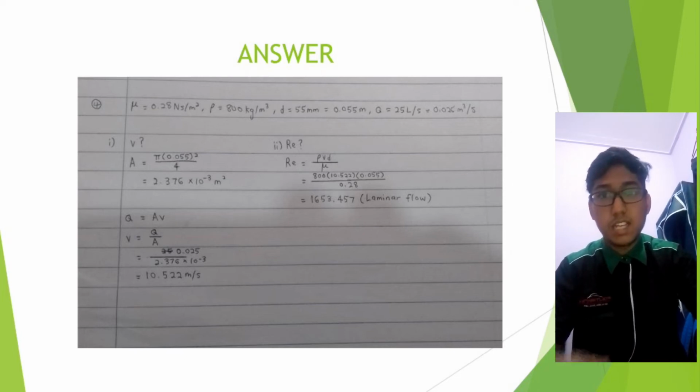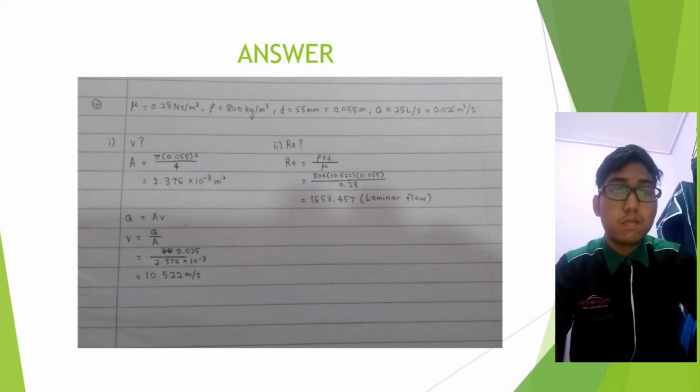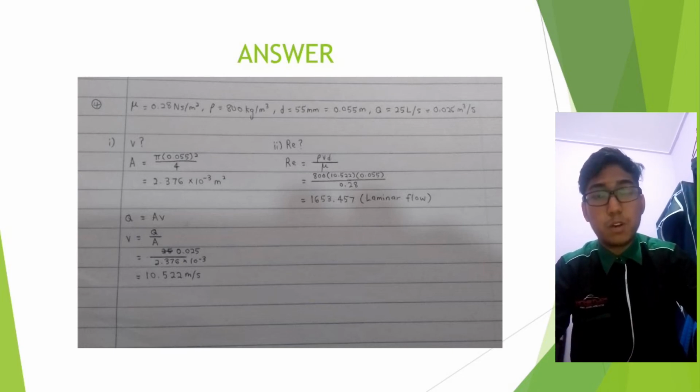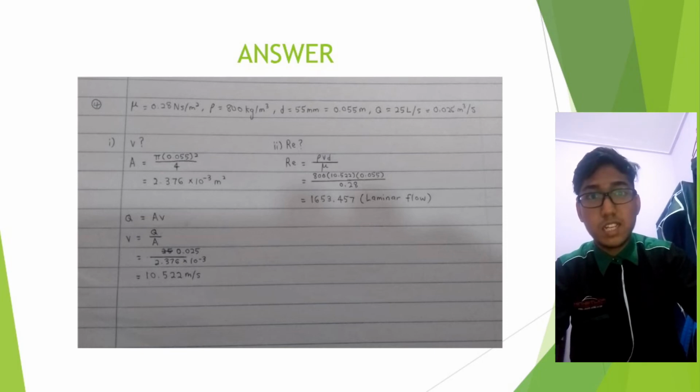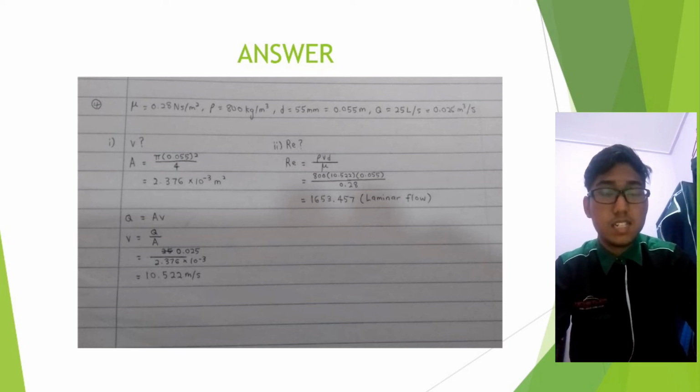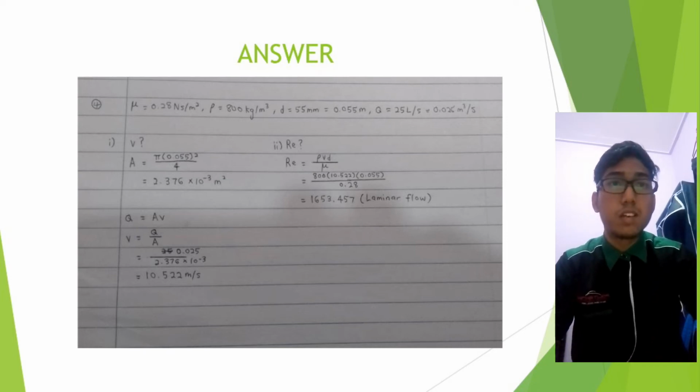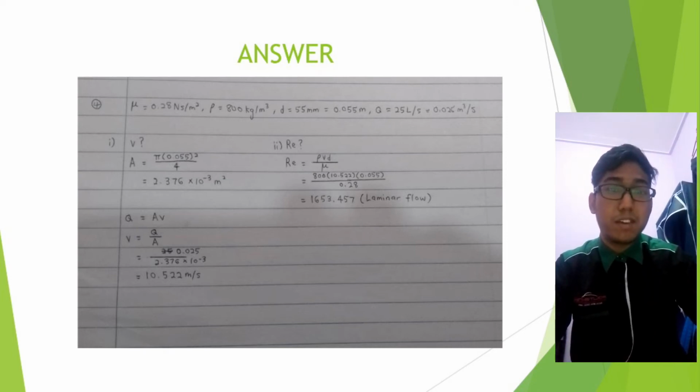So we go back to the question. So here the question needs us to find the velocity of the fluid, Reynolds number of the fluid flow, and type of flow. So first we need to find the velocity. To find the velocity, we need to find the area first. So area equal to pi d power of 2 divided by 4. This formula we need to remember because it is not given in the exam.